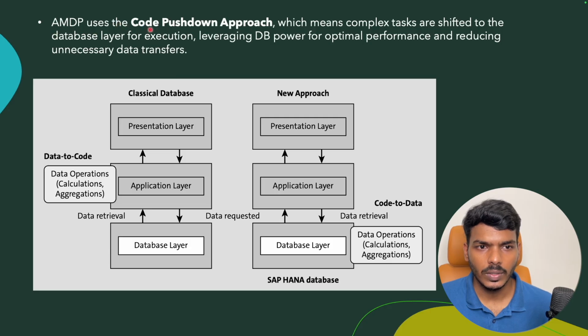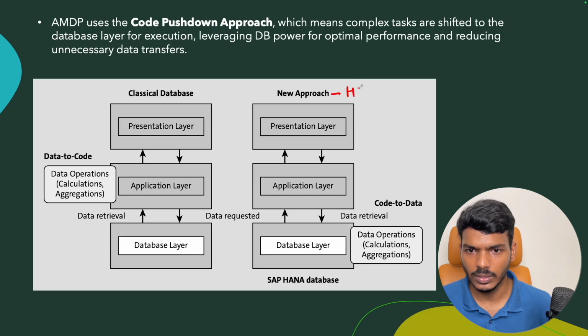AMDP uses the code push down approach, which means complex tasks are shifted to the database layer for execution, leveraging database power for optimal performance and reducing unnecessary data transfer. Here we have two charts. One is for the classical database and another is the new approach which is used inside HANA database. So we will see both of them.